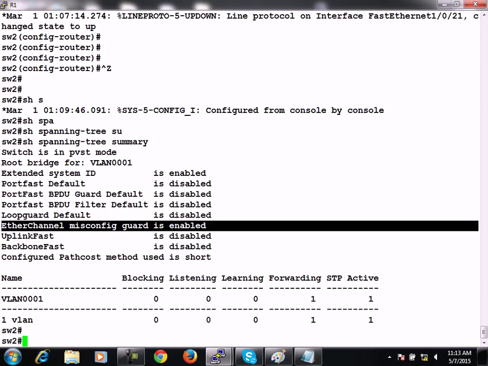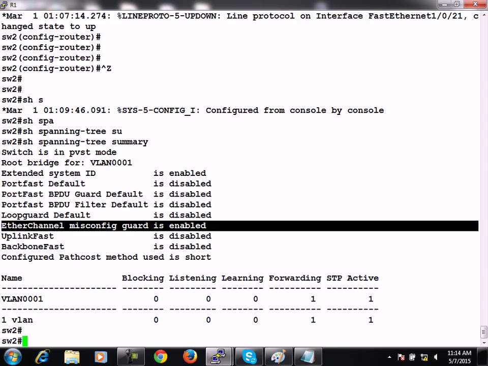But remember, it will work in case of Layer 2 EtherChannels only. It is not going to work in case of Layer 3 EtherChannel. You know why? Because STP does not understand Layer 3 ports. So if you are configuring a Layer 3 EtherChannel, then definitely STP is not going to take any action against misconfiguration. But if you are configuring a Layer 2 EtherChannel and you do some misconfiguration, then STP can put your interface into error disabled state.